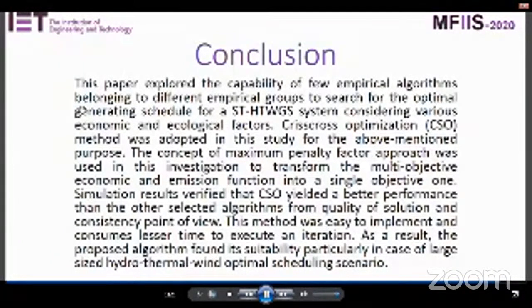Simulation results verified that CSO yielded a better performance than the other selected algorithms from quality of solution and consistency point of view. This method was easy to implement and consumes lesser time to execute an iteration. As a result, the proposed algorithm found its suitability, particularly in case of large-sized hydrothermal wind optimal scheduling scenario.